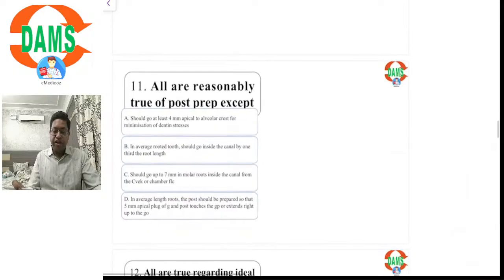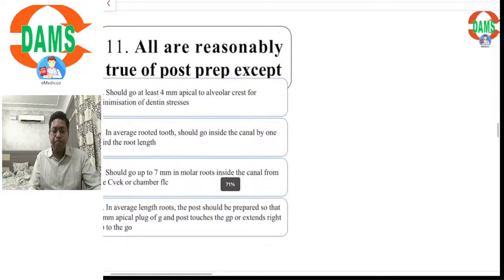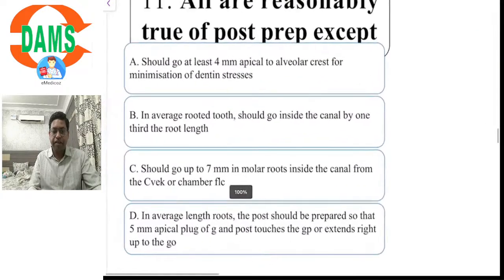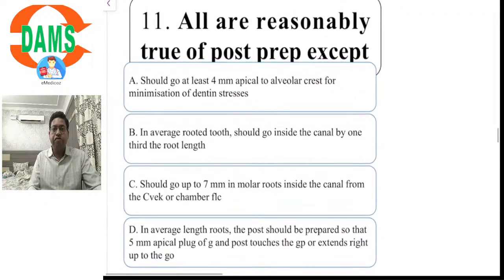Question number 11. All are reasonably true for post space preparation, or post preparation, except. It is a little bit technical. Should be at least 4 millimeter apical to the crest of the alveolar bone for minimization of dentine stress.